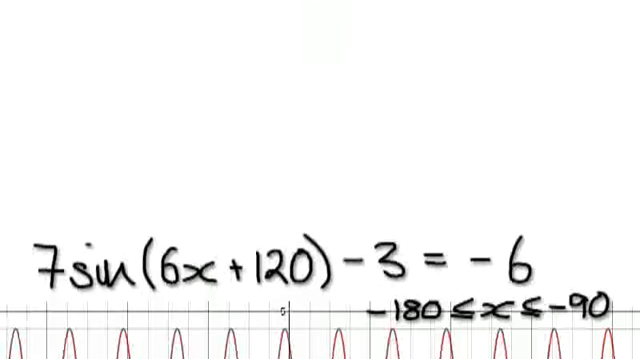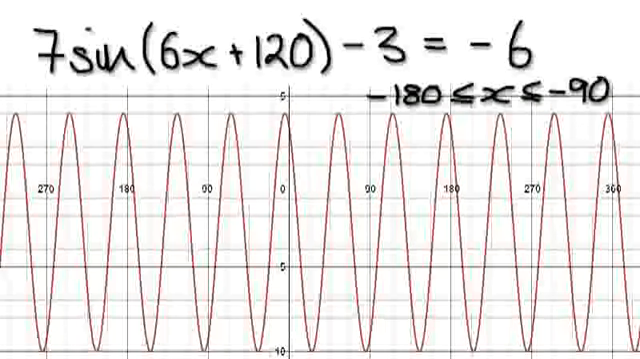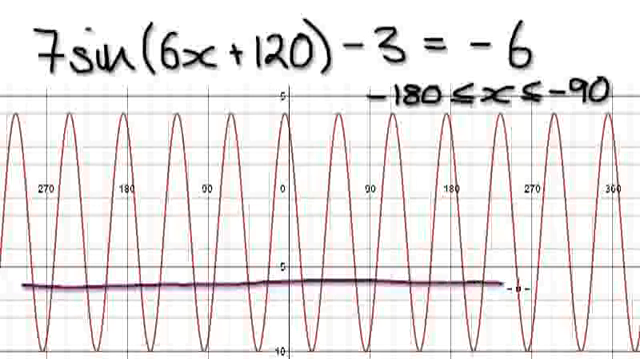Okay, let's give you guys some more practice. So solve this equation here: sine of the bubble equals minus 6. So minus 6, well, minus 5 is here. Minus 6 would be somewhere along here.